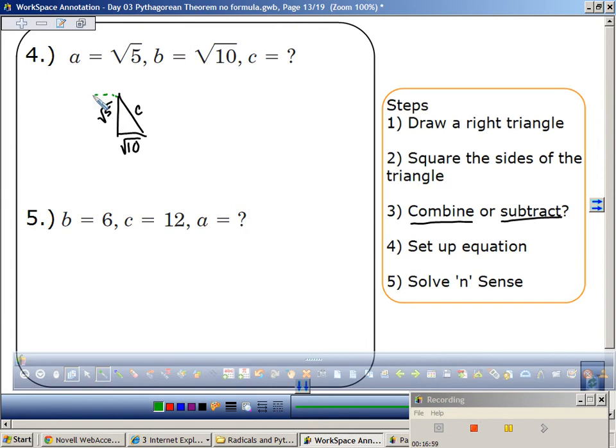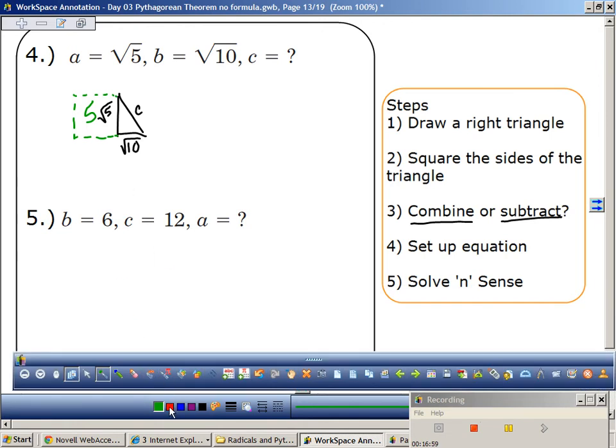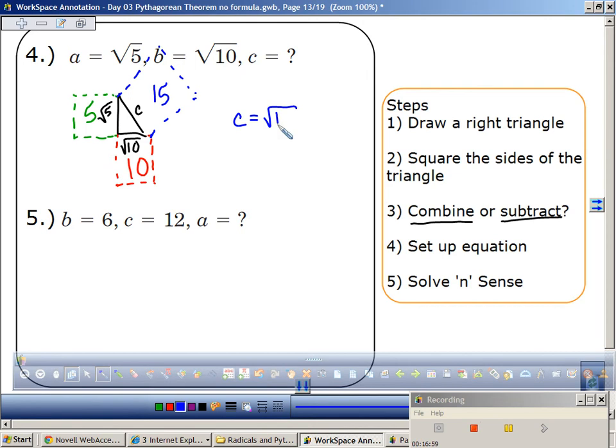Okay, you guys are having a hard time with this. No. Root 5 times root 5 is 5. Root 10 times root 10 is 10. The C is 15. So C equals root 15, which is how much?